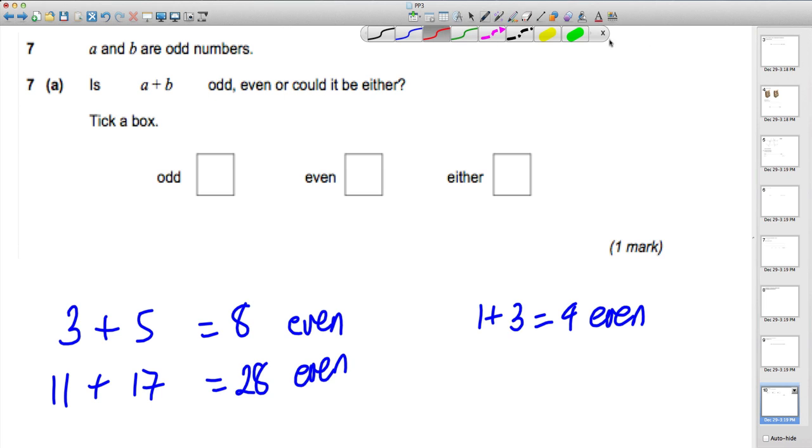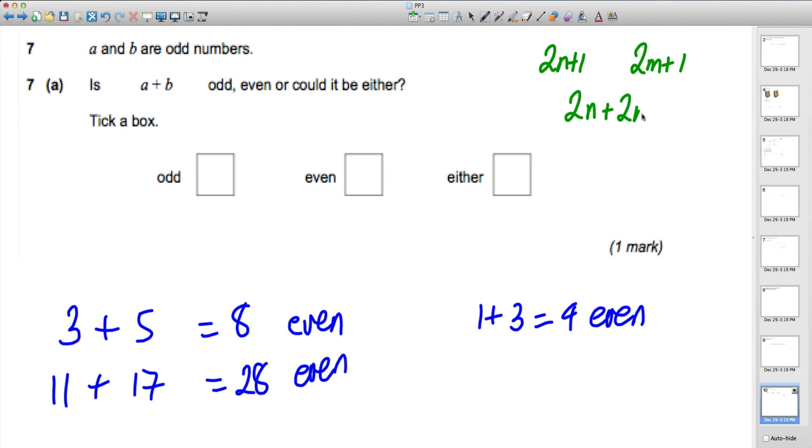Another way of doing it algebraically, even if you wanted, an odd number could be written in the form 2n plus 1. Okay, and another odd could be 2m plus 1. Okay, for a different n or m. If you add these together, you get 2n plus 2m plus 2. You can see that 2 divides into all of those. It's a multiple of 2, so it's definitely even. But you could also get it by examples. Even is your answer in this case.